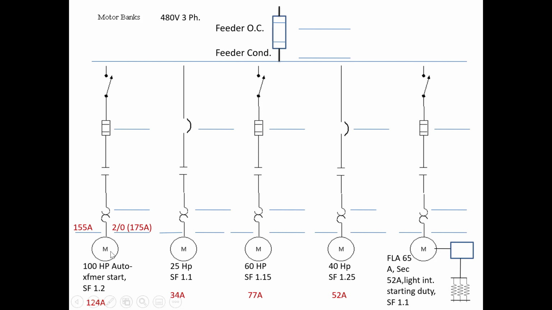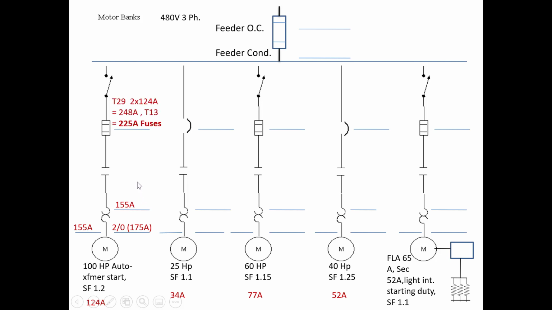Then we'll start with this first motor. It's just a continuous motor, so we would take that FLA times 125%, then go to table 2 to size our conductor. So we get 2 AWG, 175 amps. Then we're going to look at the service factor. We're above the 1.15, so it's 125% of the FLA, so that's why these numbers are the same. So that's what we'd set our overloads at.